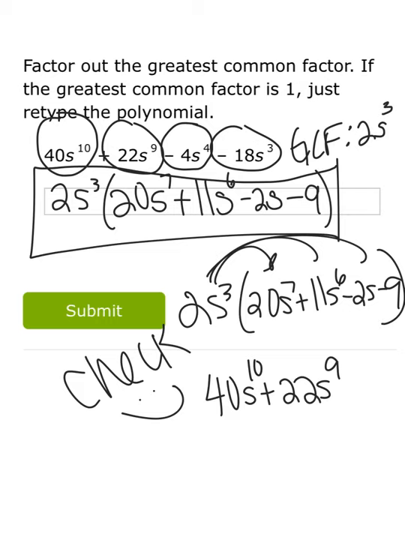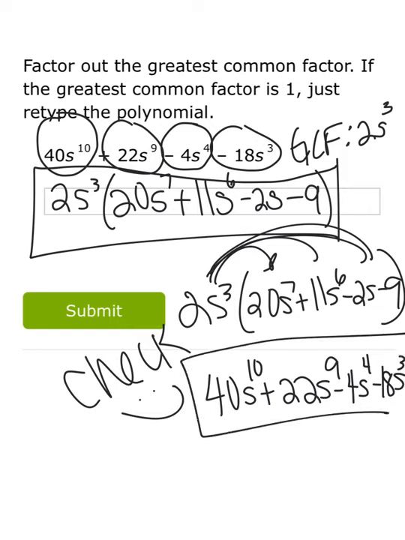2s cubed times negative 2s would be negative 4s to the 4th. And then last one, 2s cubed times negative 9 would be negative 18s cubed. And so you can see, if you go back up to the very beginning, we did it correctly.